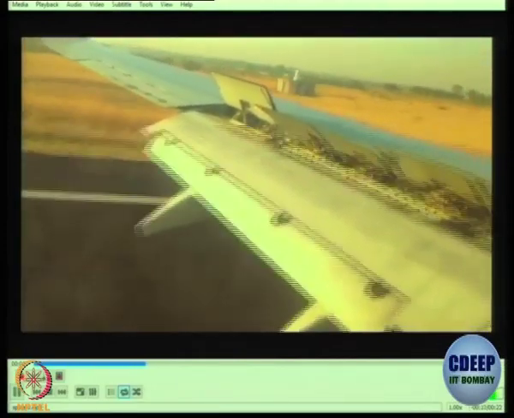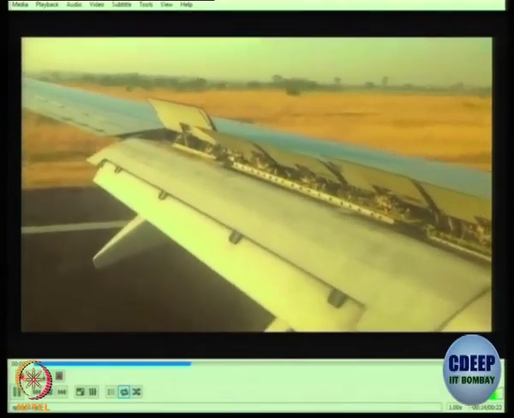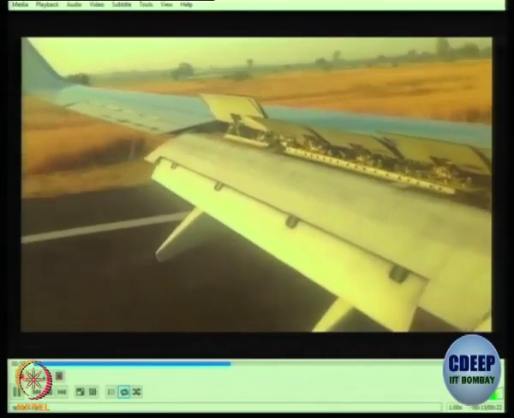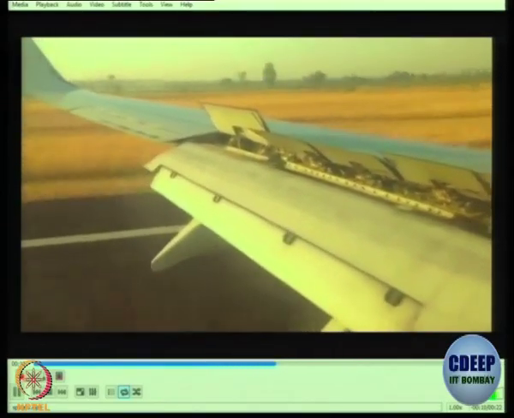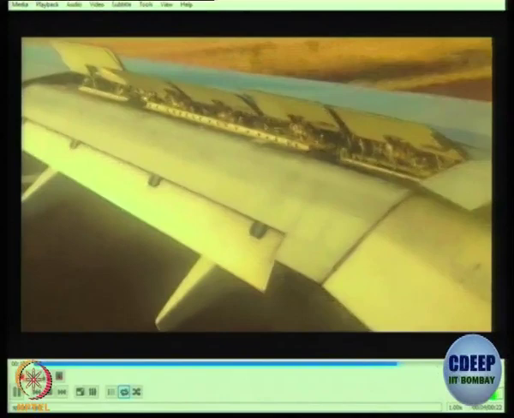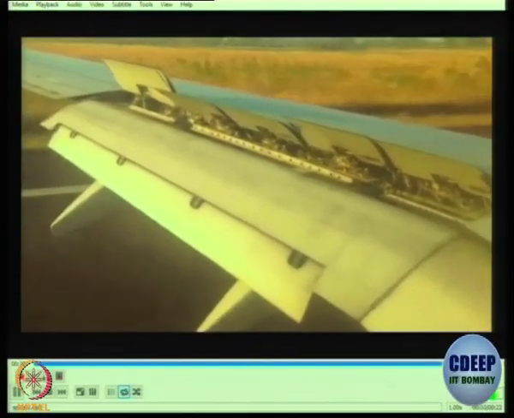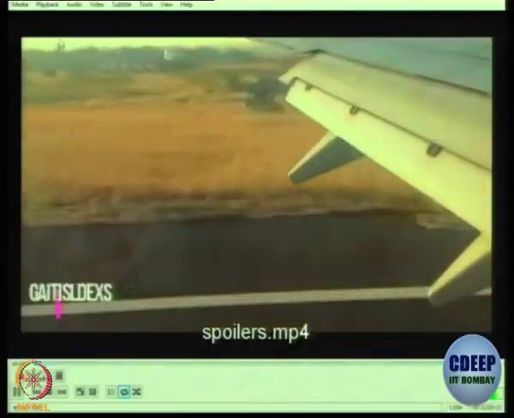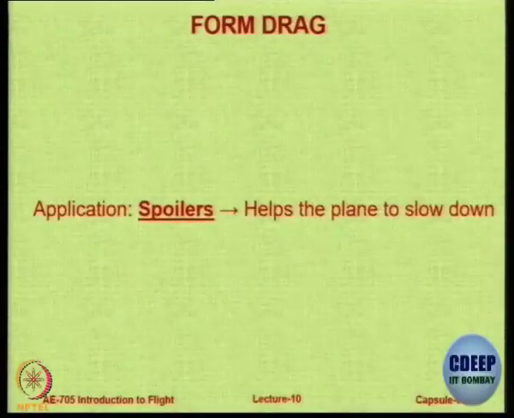Just after you land, you can see these things come up. They create extremely high parasite drag, and that is intentional because at this point we do not want lift, we want to spoil or kill the lift. So you create high parasite drag by projecting some surfaces almost perpendicular to the airstream.